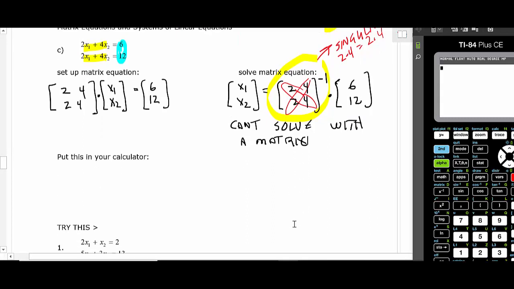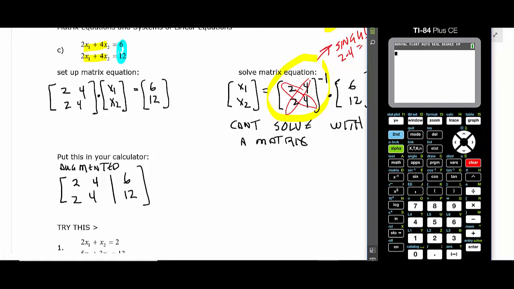So this is what you want to do instead. Forget the matrix equation. What we're going to do next is put an augmented matrix in our calculator. So essentially there are 2 main methodologies I've taught you with matrices. There's the augmented matrix in reduced row echelon form, and then there's the matrix equation. Okay, so just write down your augmented matrix. That would be 2, 4, 6, and then 2, 4, 12. And we're going to put that in the calculator, and we're just going to do reduced row echelon form.